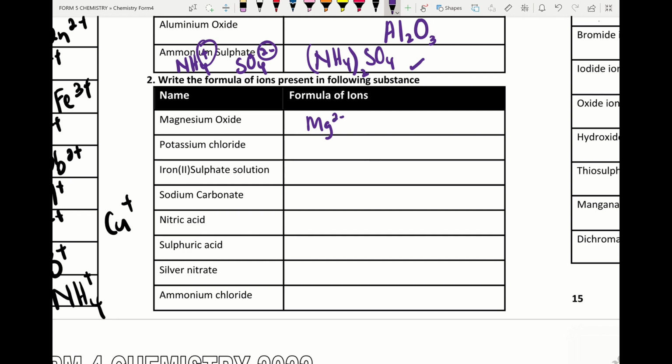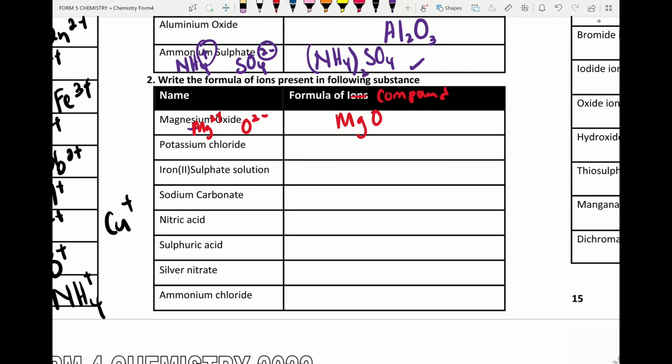So next one, write down the formula of ions present in magnesium oxide. So we try to answer: Mg2+ and O2-. Then potassium ion and chloride ion, K+ and Cl-. The question: write down the formula of the compound formed. So what is the formula of the compound formed? So here Mg2+ and we have oxide ion, so MgO.